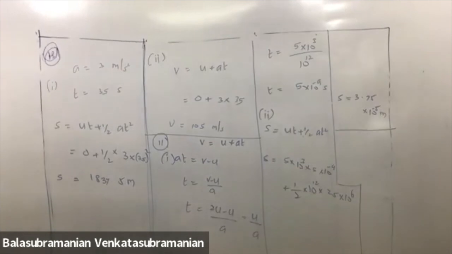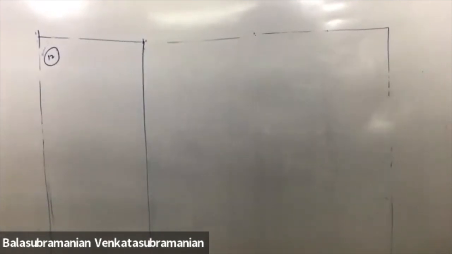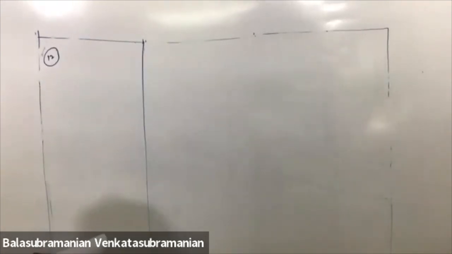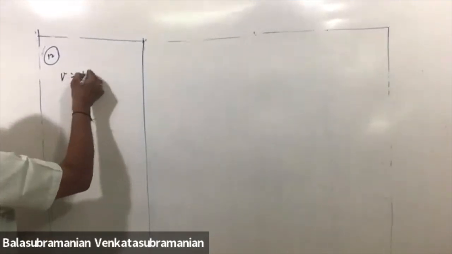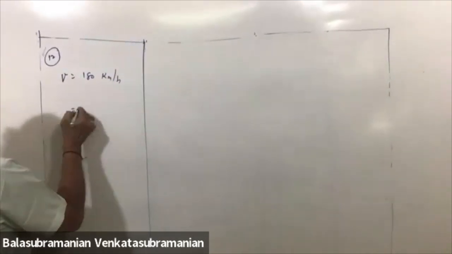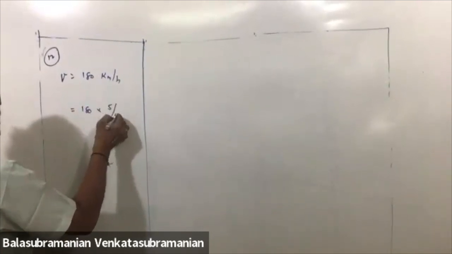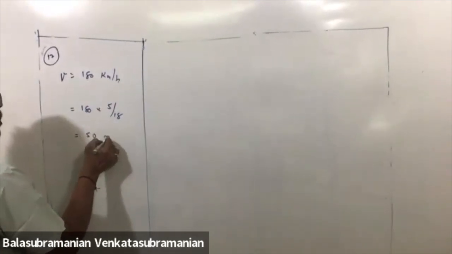12th problem. A race car accelerates on a straight road from rest to speed of 180 km per hour in 25 seconds. Assuming uniform acceleration of the car throughout, find the distance covered in this time. Velocity is given 180 km per hour. Time is given 25 seconds. Uniform acceleration, distance you have to calculate. First velocity 180 km per hour. Convert into meter per second: into 5 by 18, 50 meters per second.